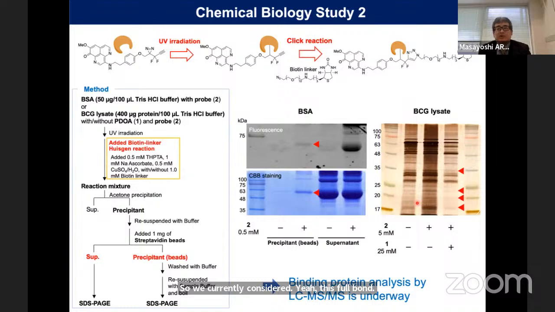I hope that next week we can understand these proteins. Okay.